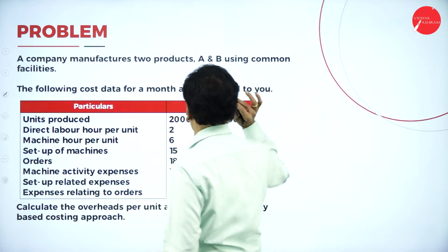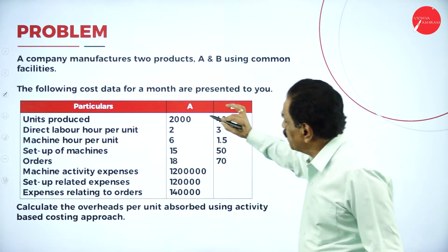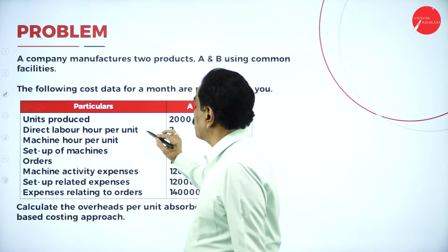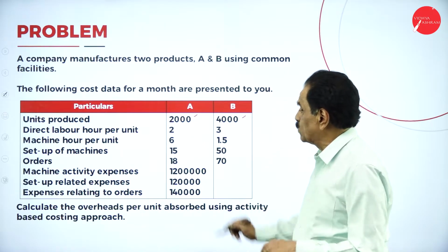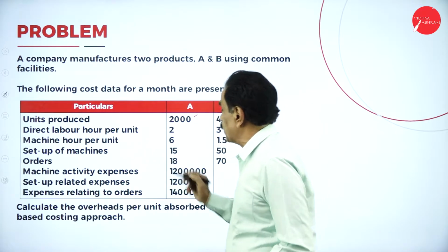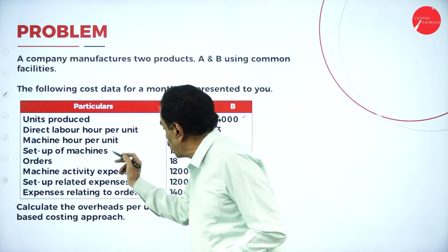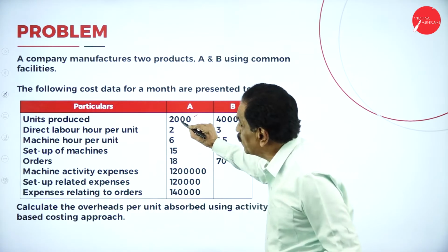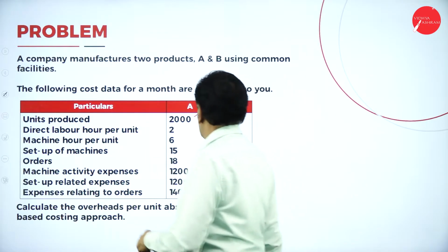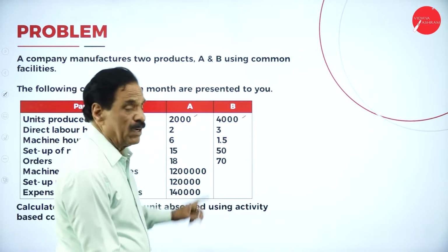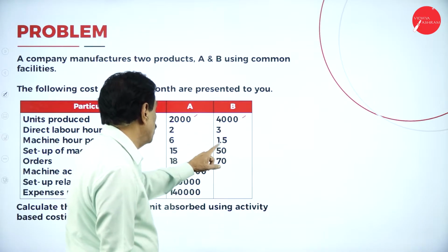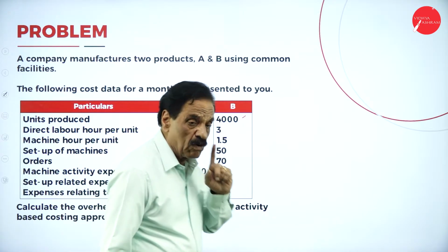The following cost data for the month is presented to you. Units produced: A 2,000 units, B 4,000 units. Direct labor cost per hour is 2 rupees. Direct labor hours per unit: 2. Machine hours per unit: for A it takes 6 hours. How many units are there? 2,000. 2,000 into 6 means 12,000 hours for product A. Coming to B, it is 4,000 into 1.5, which is nothing but 6,000 hours it is going to take.